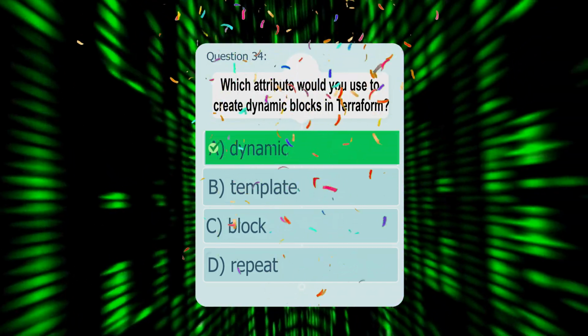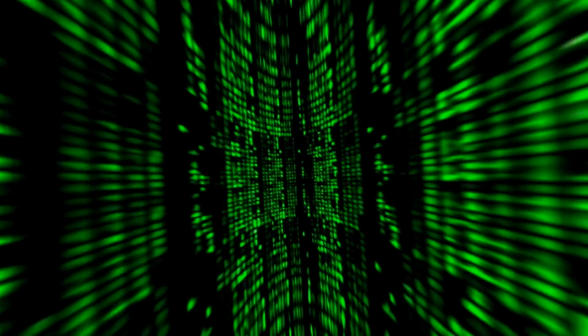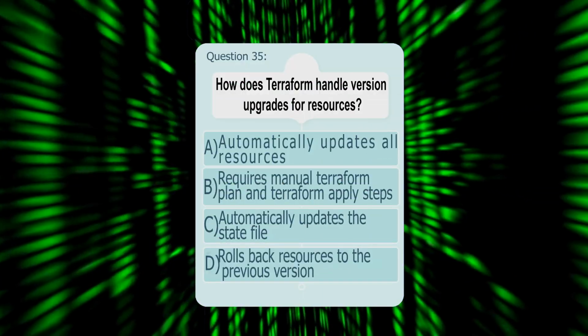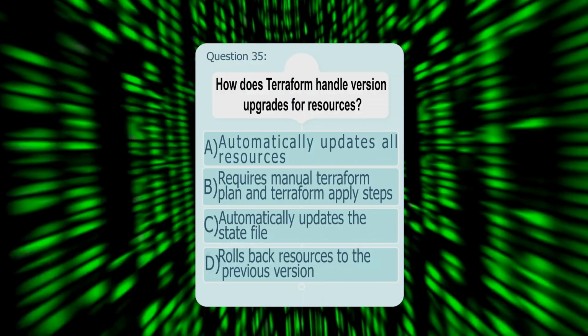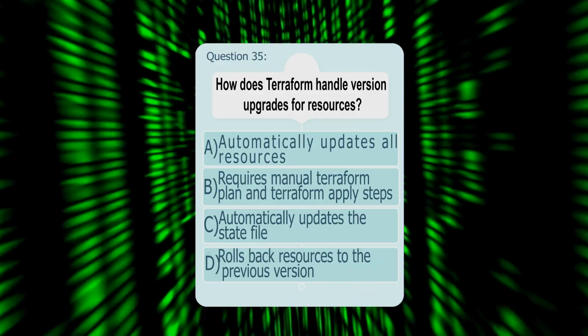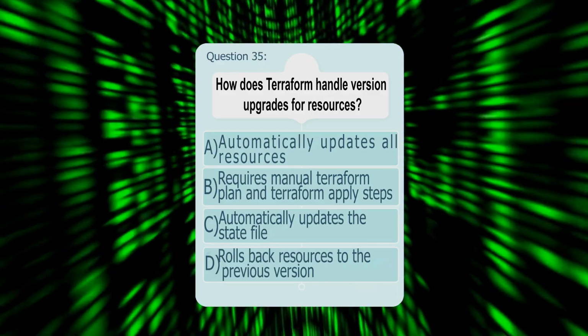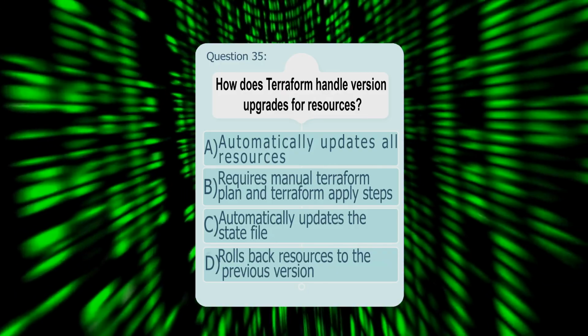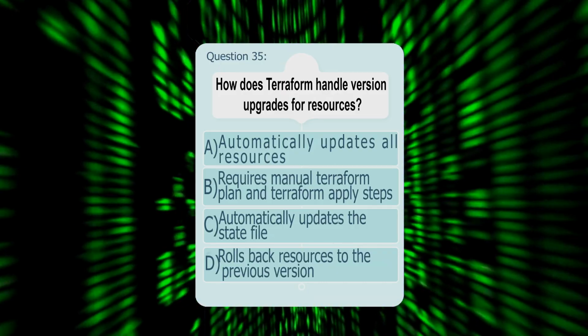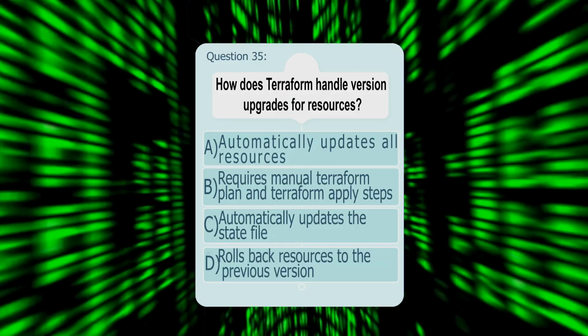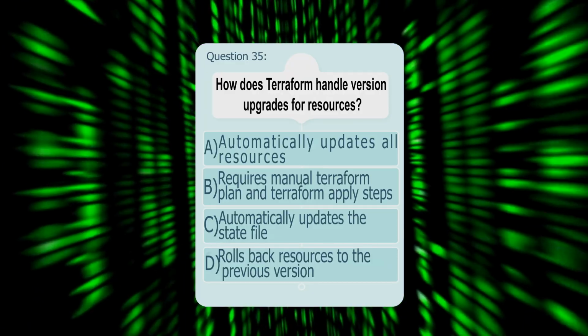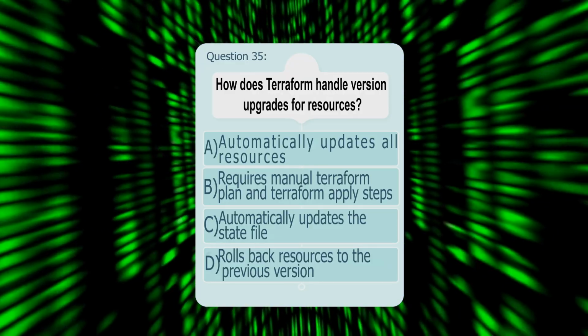Answer. A. Dynamic. Question 35. How does Terraform handle version upgrades for resources? A. Automatically updates all resources. B. Requires manual Terraform plan and Terraform apply steps. C. Automatically updates the state file. D. Rolls back resources to the previous version.